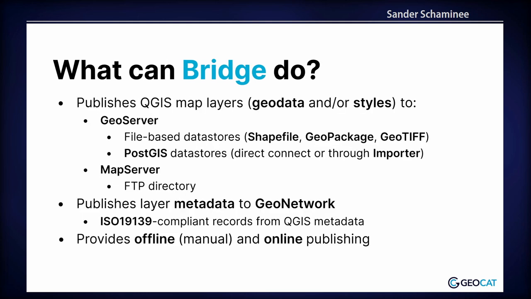Bridge can publish QGIS map layers, that means the map layers or the geodata and the style, the symbology, to GeoServer. It can publish to file-based data stores, so you have the option to publish shape files and geo packages, and rasters will be published to a GeoTIFF data store. But it can also publish to PostGIS databases. If you have the credentials to do so directly, you can do that. That's the quickest and easiest way. Or you can also let the importer extension by GeoServer handle your import for you if you don't have access to PostGIS. It can also publish to MapServer. But because MapServer does not have a REST API, that is still done through classic FTP upload.